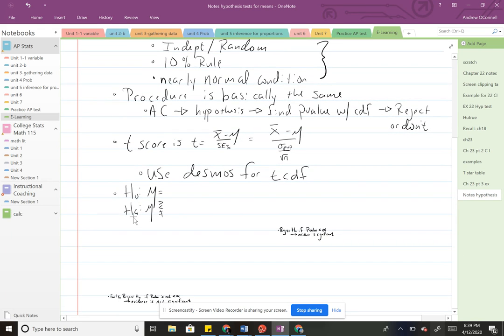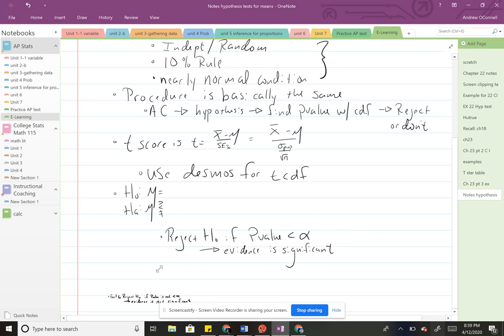Null hypothesis and alternate hypothesis, instead of using p equals, this is going to be mu, the population mean, the mean of all of the population, not just your sample. It's going to be equal to in your null. And in your alternate, it's either greater than, less than, or not equal to. Remember that not equal to, you're going to be doubling your p-value because you're testing both sides of the t-curve.